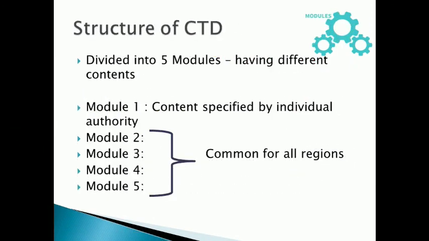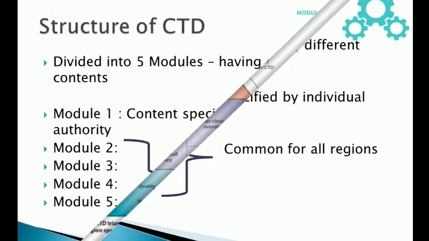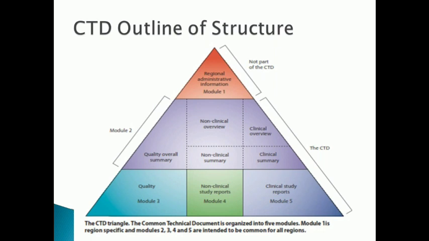Now let's move toward the main thing of CTD, and that is the structure of CTD. CTD is divided into 5 modules, as you can see here. So let's see these modules one by one. Here you can see an outline structure of CTD. As we saw in the earlier slide, it contains 5 modules.